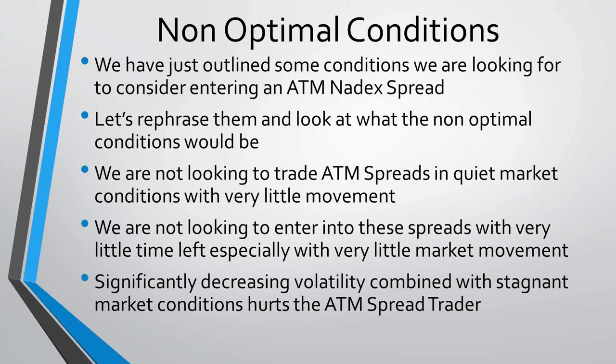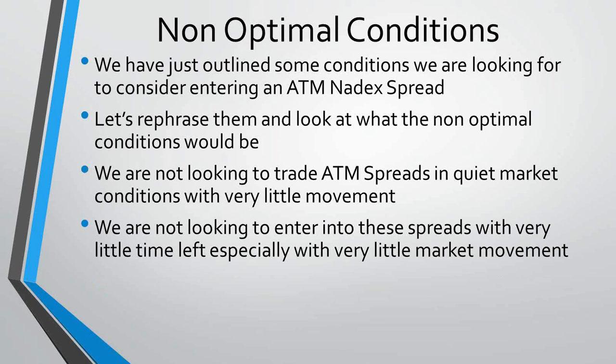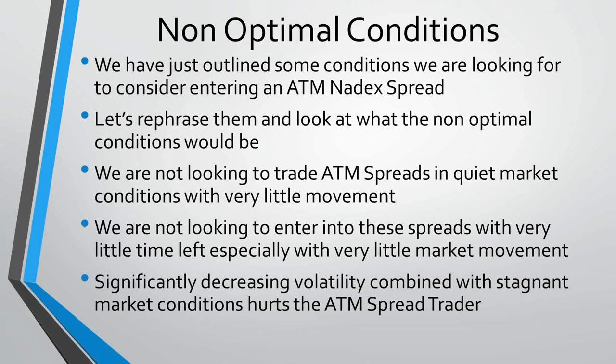Significantly decreasing implied volatility, combined with stagnant market conditions, hurts the at-the-money spread trader. You do not want that implied volatility dropping rapidly against you, especially if the underlying's not moving. Then you have implied volatility working against you, time working against you, and you're in non-trending market conditions. Those are the 3 things you really need to avoid. And if you're in a situation where all those 3 things are happening, then you should be getting out of that spread.